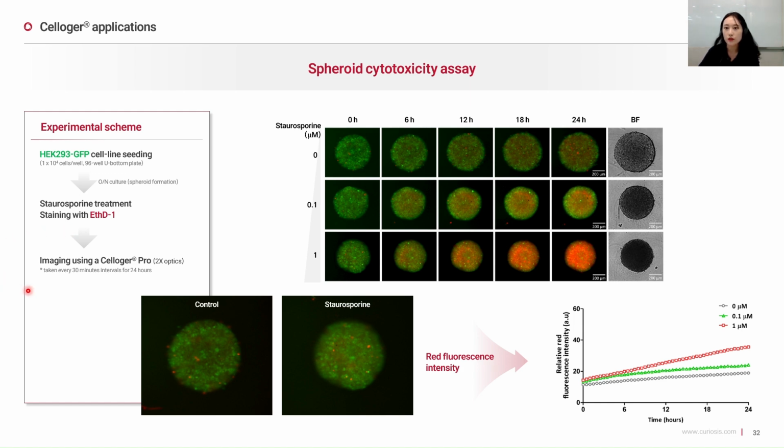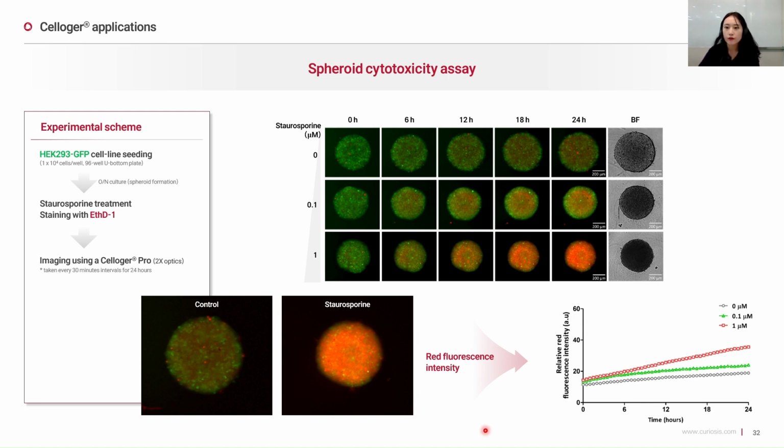As you can see in the image on the top right, the red fluorescence intensity increases over time after drug treatment, with higher concentrations showing more intense red fluorescence. The time-lapse video on the bottom left really emphasizes the differences between the control group and the drug-treated group, giving a clearer view of how the drug affects the spheroids.